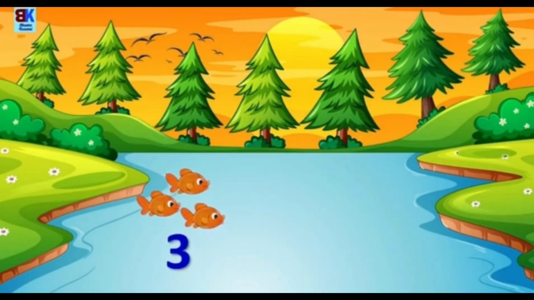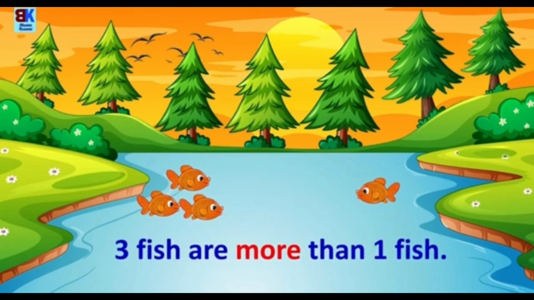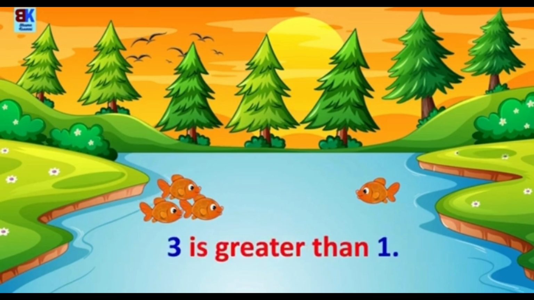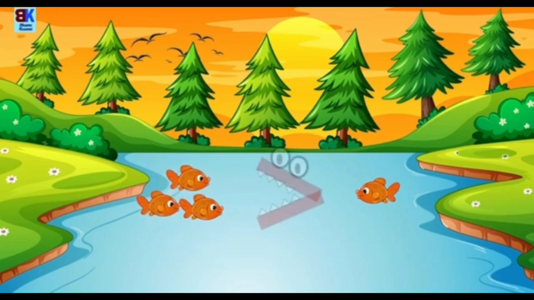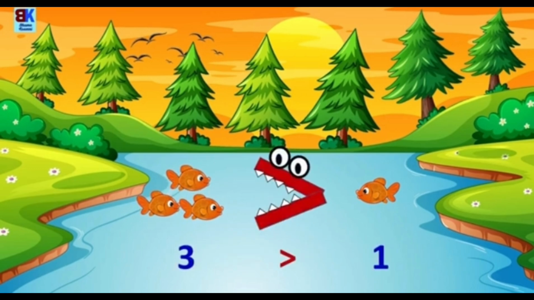We have 3 fish and 1 fish. You already know that 3 fish are more than 1 fish. In other words, 3 is greater than 1. So where will I open my mouth? Towards 3 because it is greater than 1.